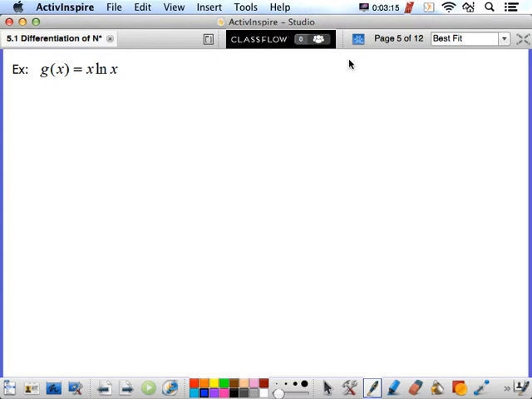So if you have two variable functions, and we have x and natural log of x, multiplied together, if we want to find the derivative, we have to apply the product rule. So g prime of x equals, I'll do this over here, the first is x, the second is ln of x, and then we have d first is 1, and d second would be what? 1 over x.